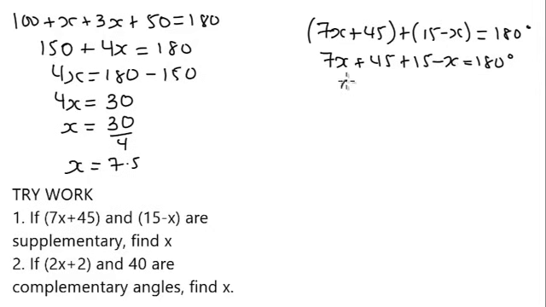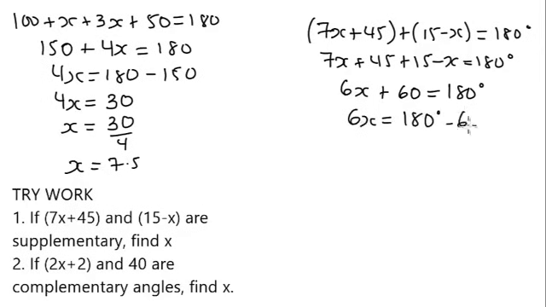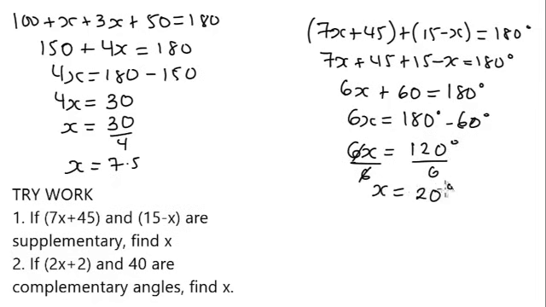7x minus x will give us 6x plus, and then 45 plus 15 will give us 60, and this will be equal to 180 degrees. Now over here we group like terms, and so we are going to have 6x equal to 180 degrees minus 60 degrees. And from here we are going to have 6x equal to 120 degrees. And so to get x, we divide through by 6. Now 6 will cancel 6, and x will be equal to 120 degrees over 6, which gives us 20 degrees. And so this is the value of x we were asked to find.